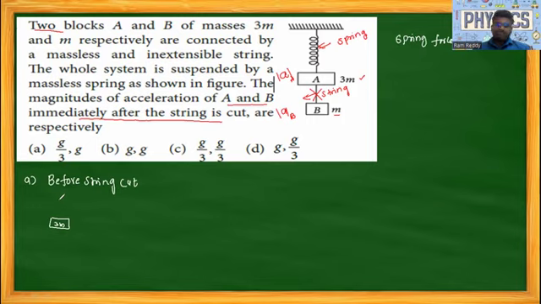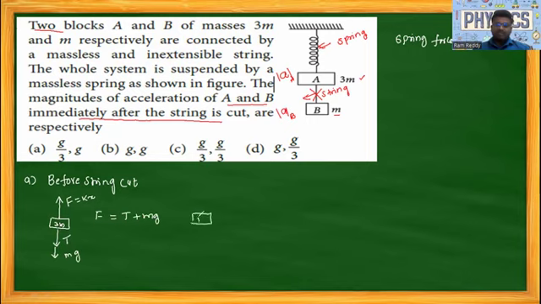Here we have a spring, so there is a spring force, a restoring force, F is equal to kx, upward. Downward, the tension force also acts, and 3mg will be downward. Then spring force F is equal to T plus 3mg. That is the free body diagram for the 3m mass.